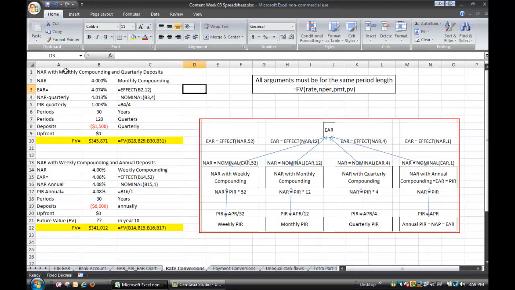Say we have an NAR with monthly compounding, 4%, and quarterly deposits. The deposits are $1,500 quarterly. Since the deposits are quarterly, in this example, we will switch to a quarterly rate. So we want to go from a 4% NAR with monthly compounding to a PIR with quarterly compounding. We want to go from right here, the NAR with monthly compounding, and get up and back down to quarterly periodic interest rate, PIR.